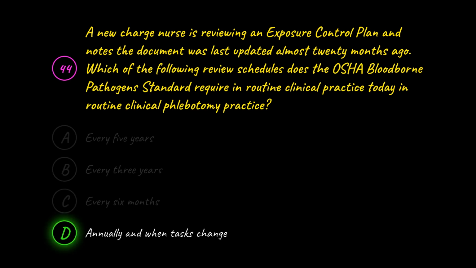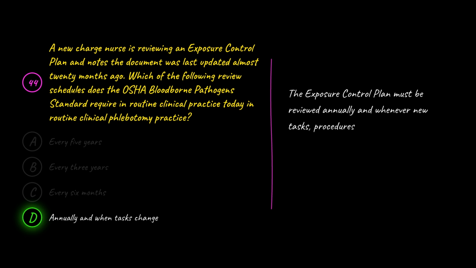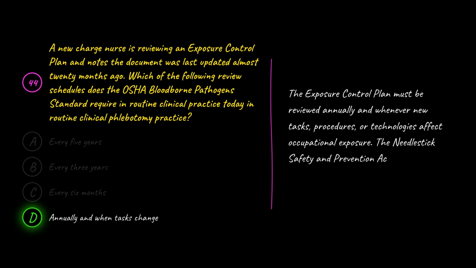The correct answer is D. Annually and when tasks change. D is correct because the exposure control plan must be reviewed annually and whenever new tasks, procedures, or technologies affect occupational exposure. The Needle Stick Safety and Prevention Act reinforced this cadence to keep safer device evaluation current and effective.